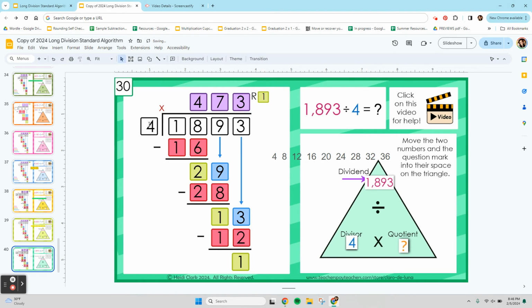That means you can do 4 times 473 plus 1 will equal 1,893. So if you're working on your long division, keep going.